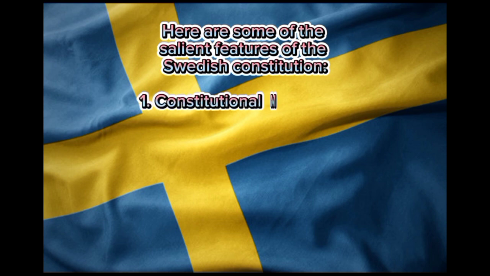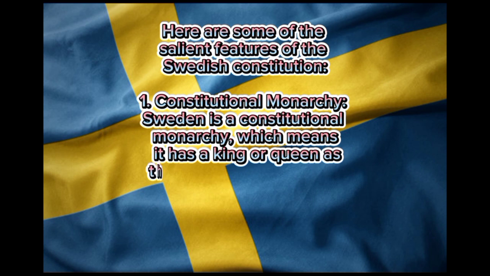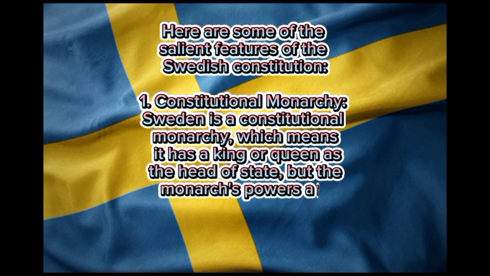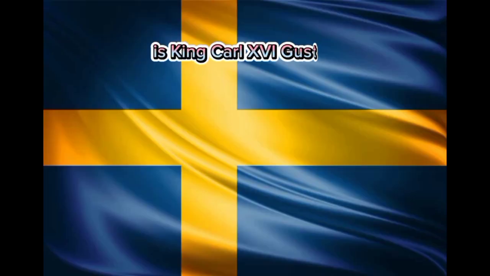1. Constitutional monarchy. Sweden is a constitutional monarchy, which means it has a king or queen as the head of state. But the monarch's powers are limited and largely ceremonial. The current monarch is King Carl XVI Gustaf.